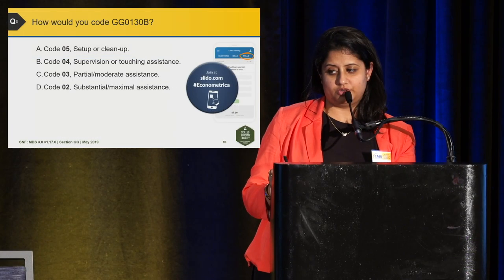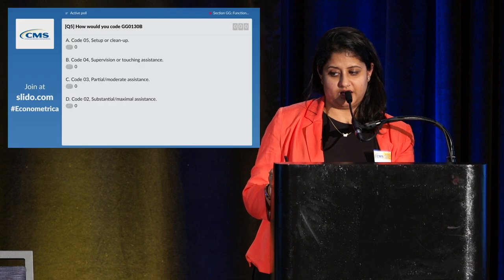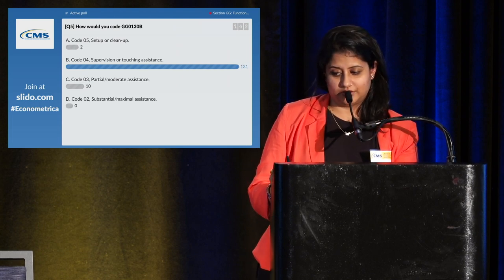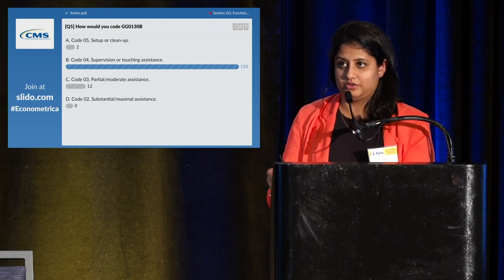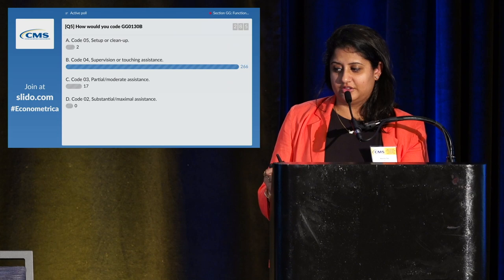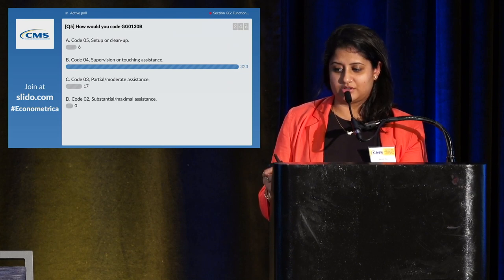Okay, so how would you code GG0130B? Would it be A, 05, setup or cleanup? B, 04, supervision or touching assistance? C, 03, partial or moderate assistance? Or D, 02, substantial or maximal assistance? And it looks like lots of favorings, B. We're going to look at the correct response now.